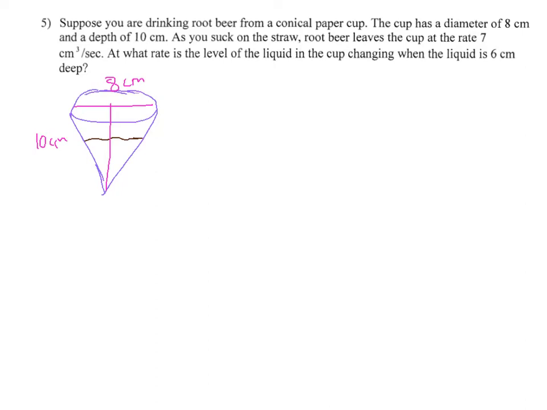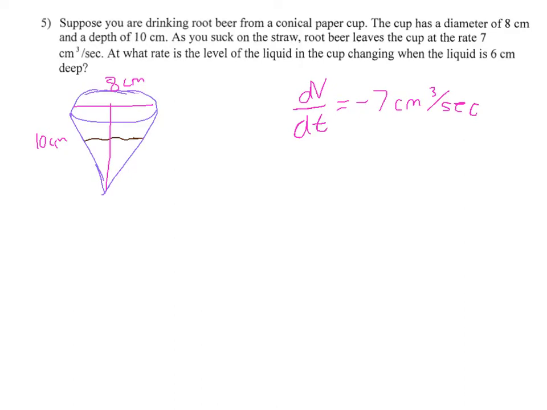Okay, so in this problem, we are drinking root beer from a conical cup. The cup has a diameter of 8 centimeters and a depth of 10. The root beer is leaving the cup at a rate of 7 centimeters cubed per second. So we know that that is going to be our dV/dt, but since it's leaving the cup, we're going to make it negative. So we have negative 7 centimeters cubed per second.